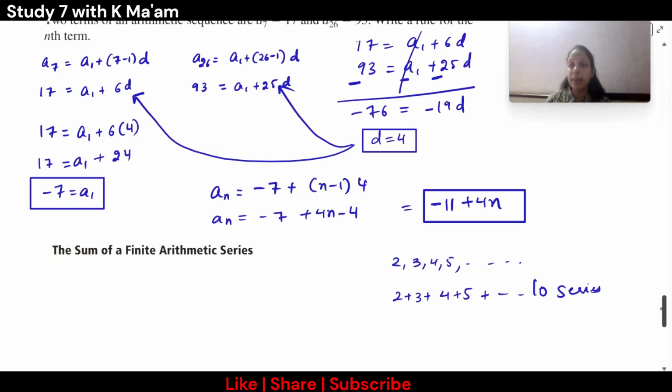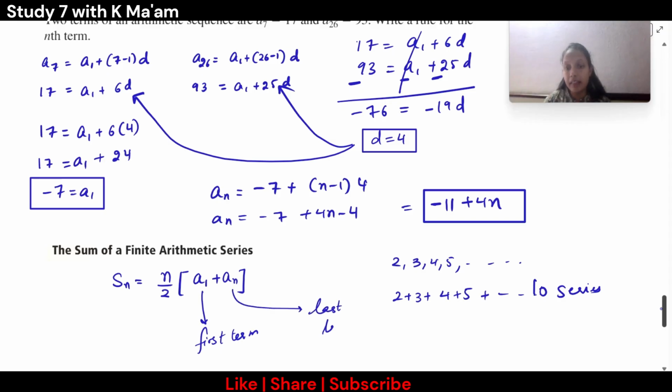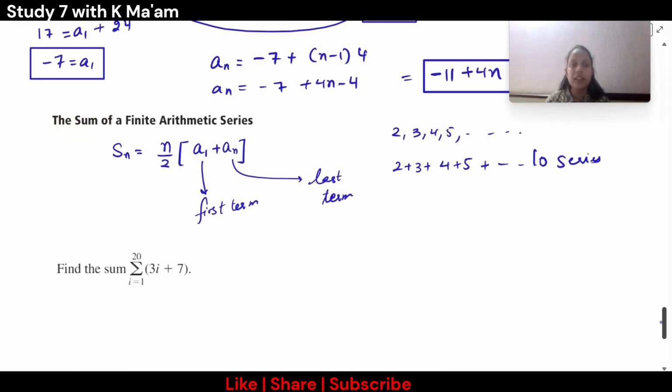If the arithmetic series has a finite number of terms, we can calculate the total sum. So Sn is equal to n by 2 times first term plus the last term. This is the formula. This is the first term. This is the last term, the nth term, up to which we have to calculate. And n is the total number of terms, 10, 20, 30, whatever, and divide by 2. Let's start this.